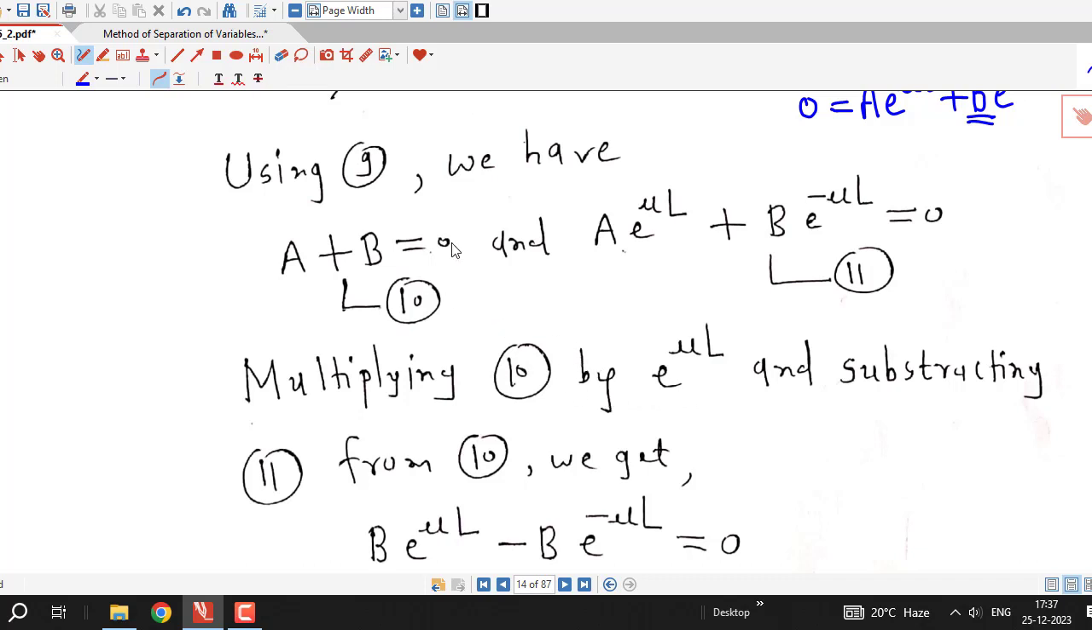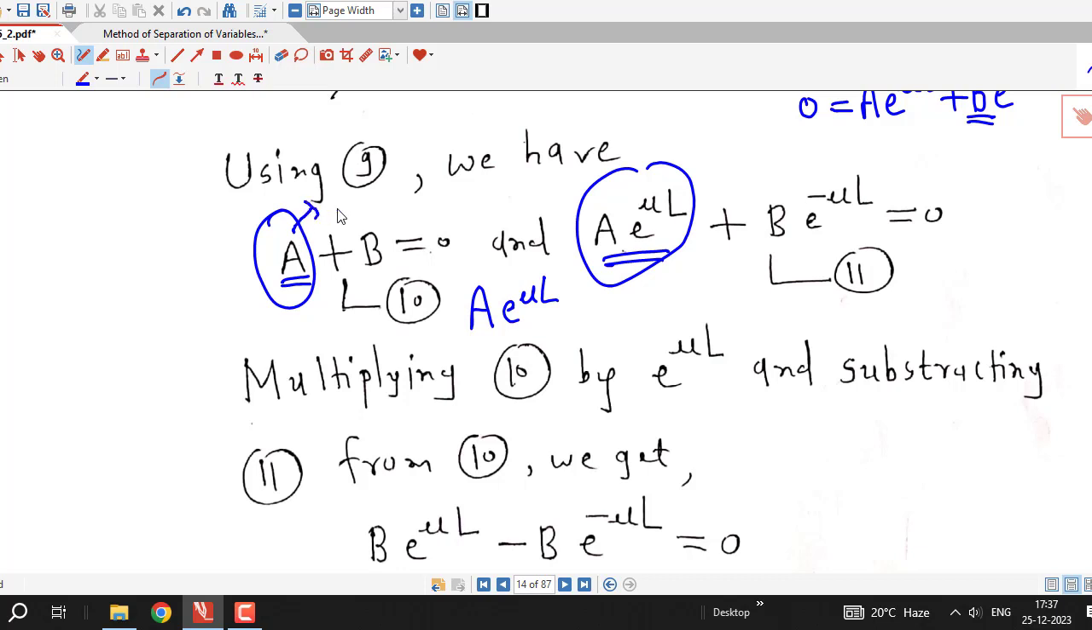If I substitute here, then I have done that thing here. Okay, here I am considering these two terms. Here I have e raised to mu into l, so I multiply this by e raised to mu into l, and I am subtracting 11 from 10. If I multiply this by e raised to mu l, I will have a times e raised to mu l plus b times e raised to mu l equal to 0. And if I subtract this equation from this, then these two will get cancelled, and I will have b times e raised to mu l minus b times e raised to minus mu l equal to 0.